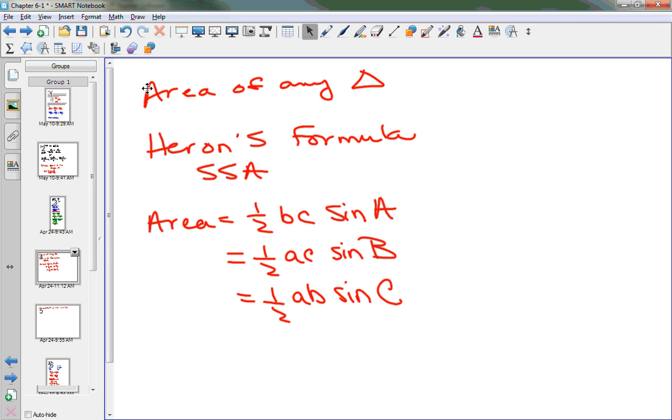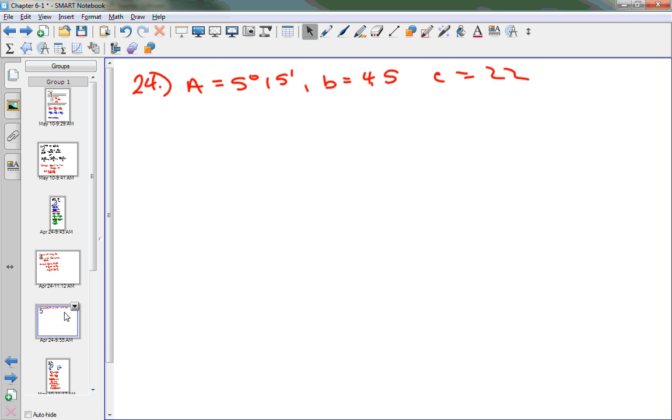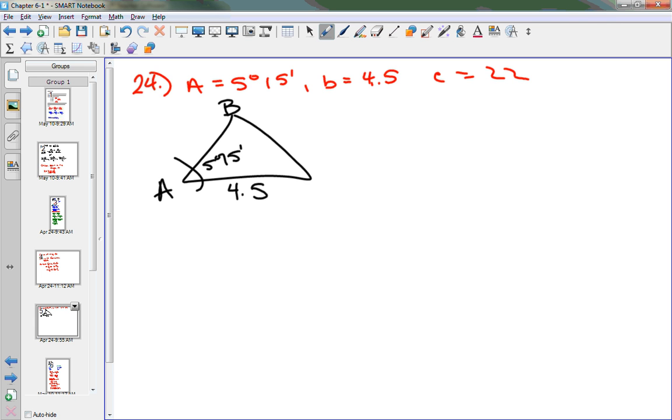So if I'm asking you to find the area of this triangle with angle A being 5 degrees, 15 minutes, side B being 4.5, and side C being 22, can you find that? Here's my triangle. Here's A. A is going to be 5 degrees, 15 minutes. Here's angle B, so that means there's your side, 4.5. Here's angle C, sorry, and that's going to give you your 22.